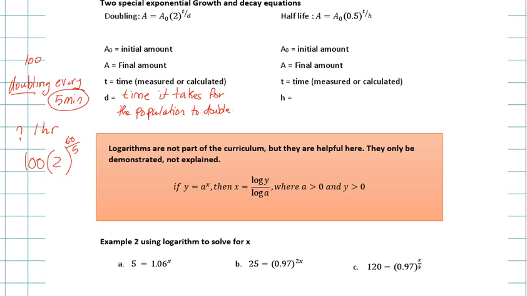Okay? Same thing with the half-life. So the initial amount, same thing, final amount, the time is T, and then H is the half-life, the time it takes for the amount to halve. Are we okay with this?